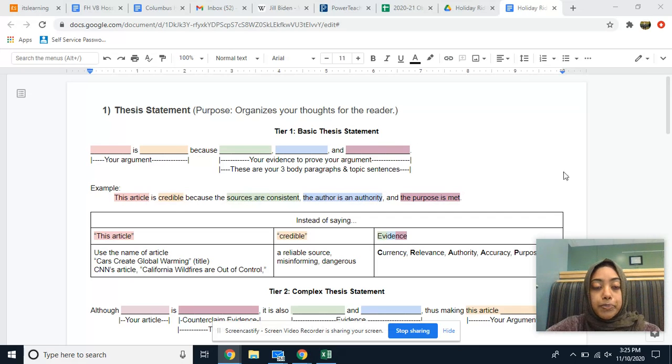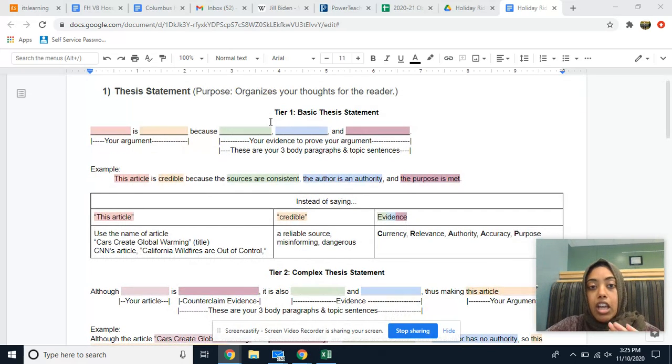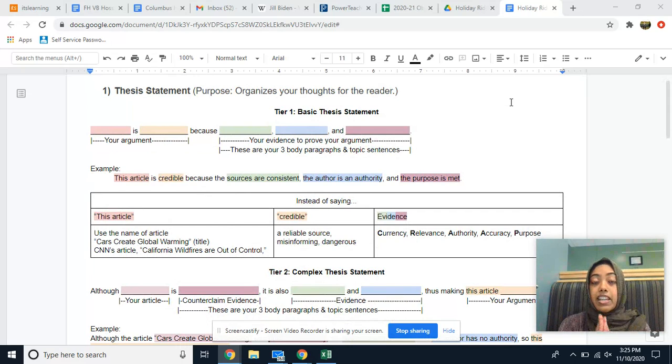So this is what we're going to do. Pretty much all of you have an argument in your CAP essay. Your argument is going to be that your article that you read is either credible, it is a good source of information, or it is not credible, it is a bad source of information, it's misleading, it's full of lies, it's a misrepresentation, etc. Then you are going to have 3 main pieces of evidence to prove your point.